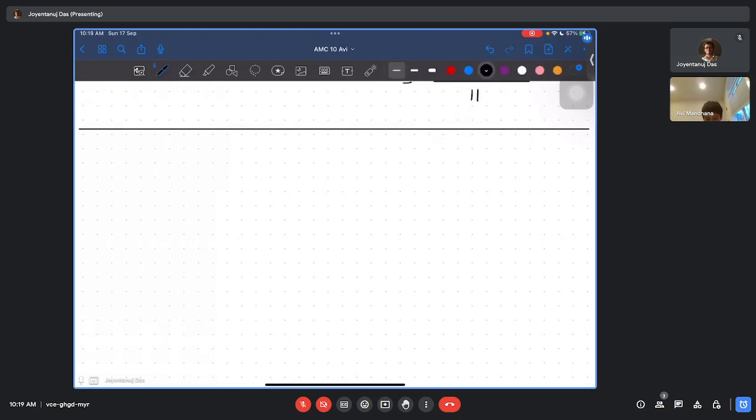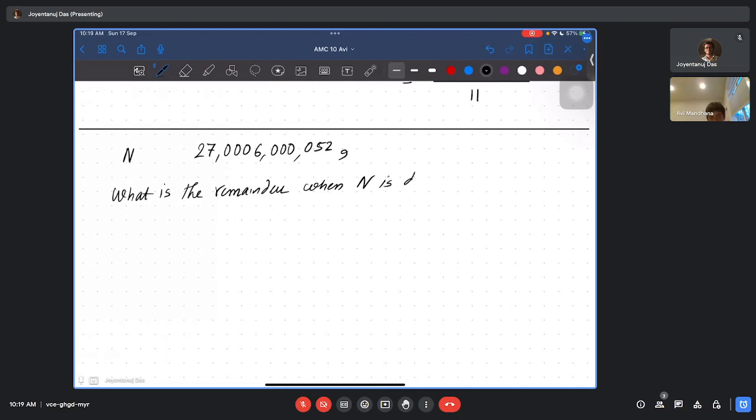Suppose you have a number n and its base 9 representation they have given. So it's 2700, given in base 9. They're asking what is the remainder when n is divided by 5. So this is the question.